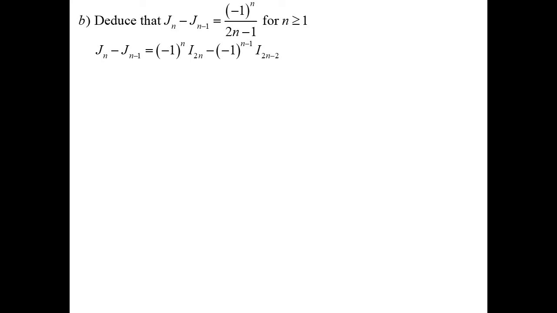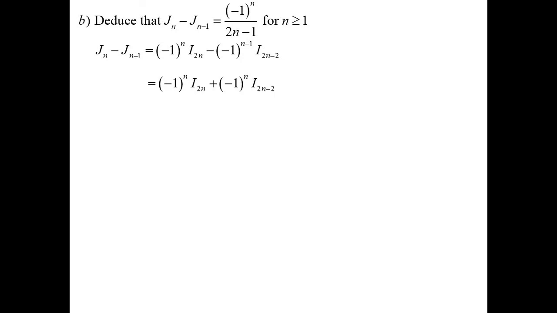It's minus 1 to the power of n I2n. So Jn is minus 1 to the power of n I2n. Jn minus 1, well, wherever I see an n, replace it with n minus 1. So it becomes minus 1 to the power of n minus 1, I 2n minus 2. So I've turned it into a plus.